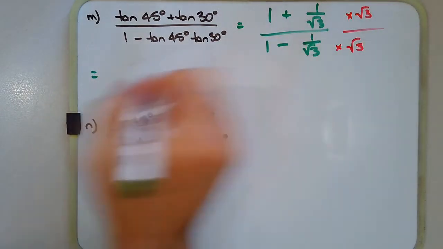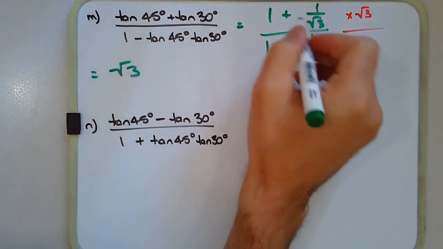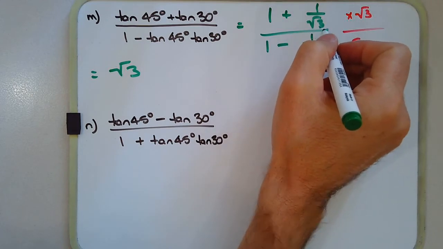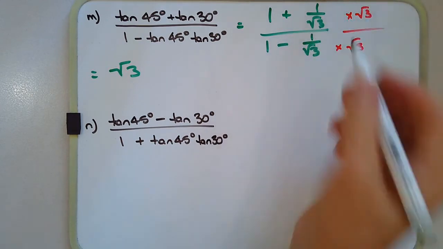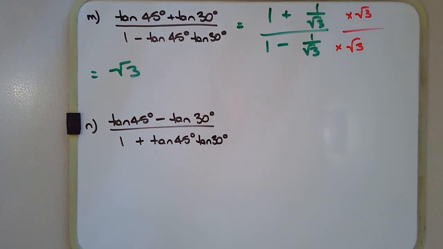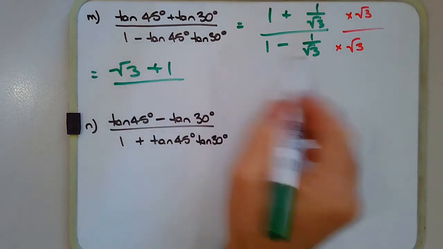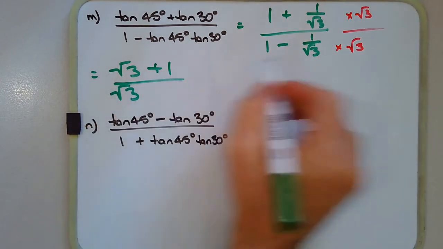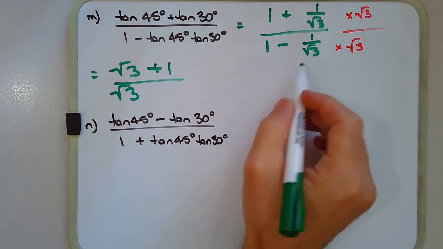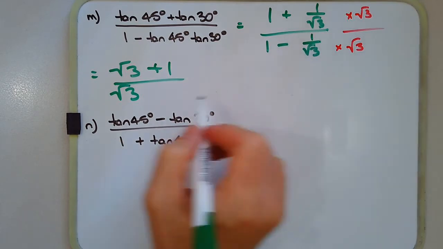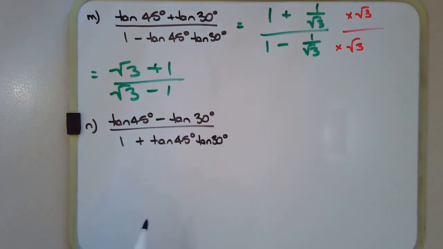So 1 times root 3 is root 3. 1 over root 3 multiplied by root 3 is just 1, over 1 multiplied by root 3 is root 3, minus 1 on root 3 times root 3 is just minus 1. Now, something worth noting here: I'm not going to rationalize this denominator. I'm just going to leave it as it is.